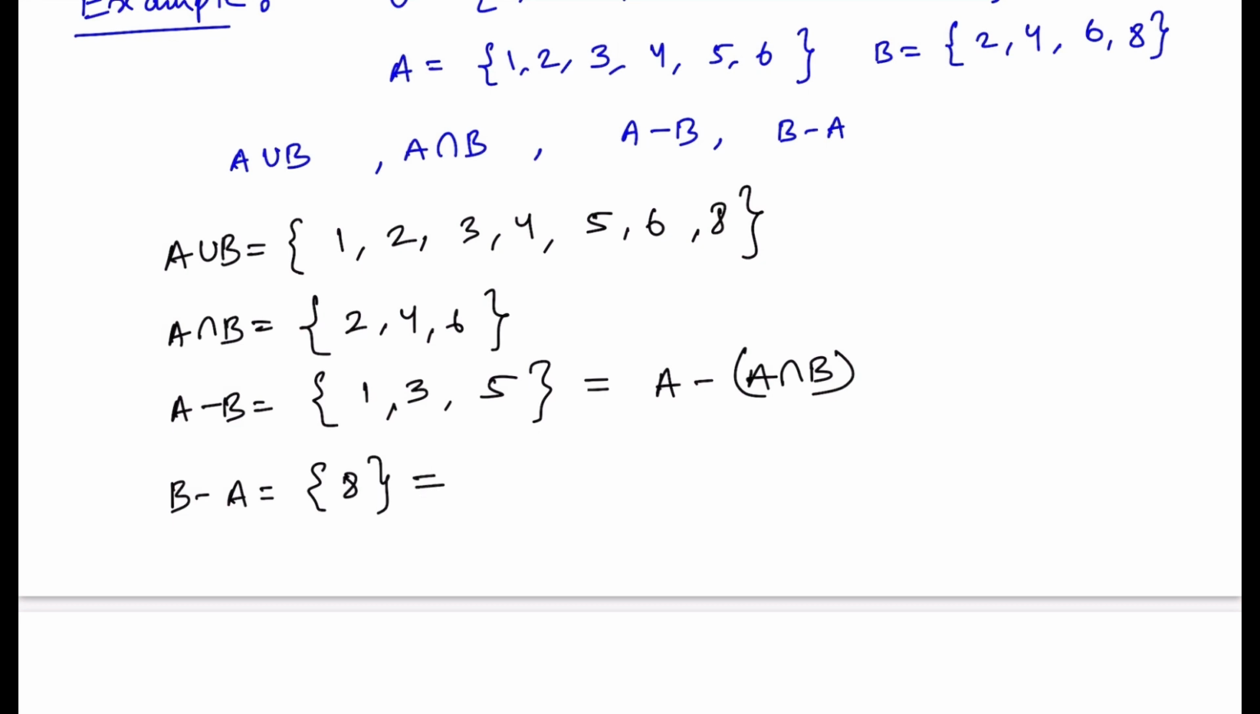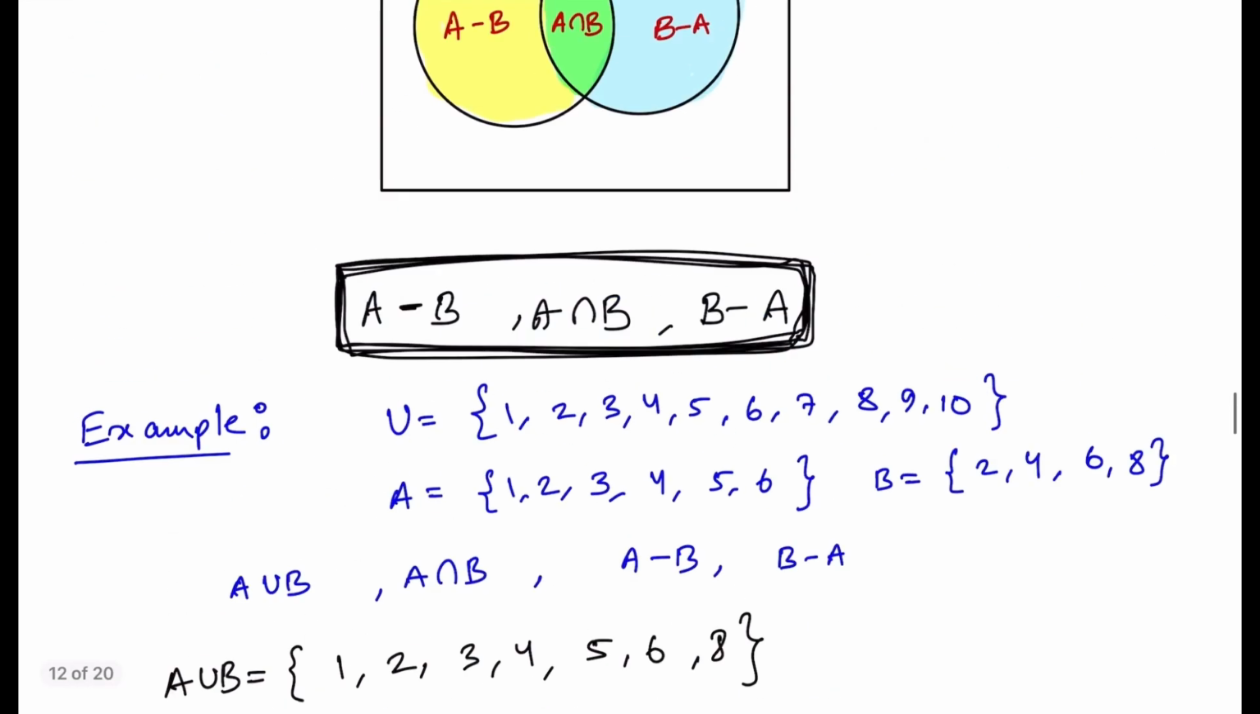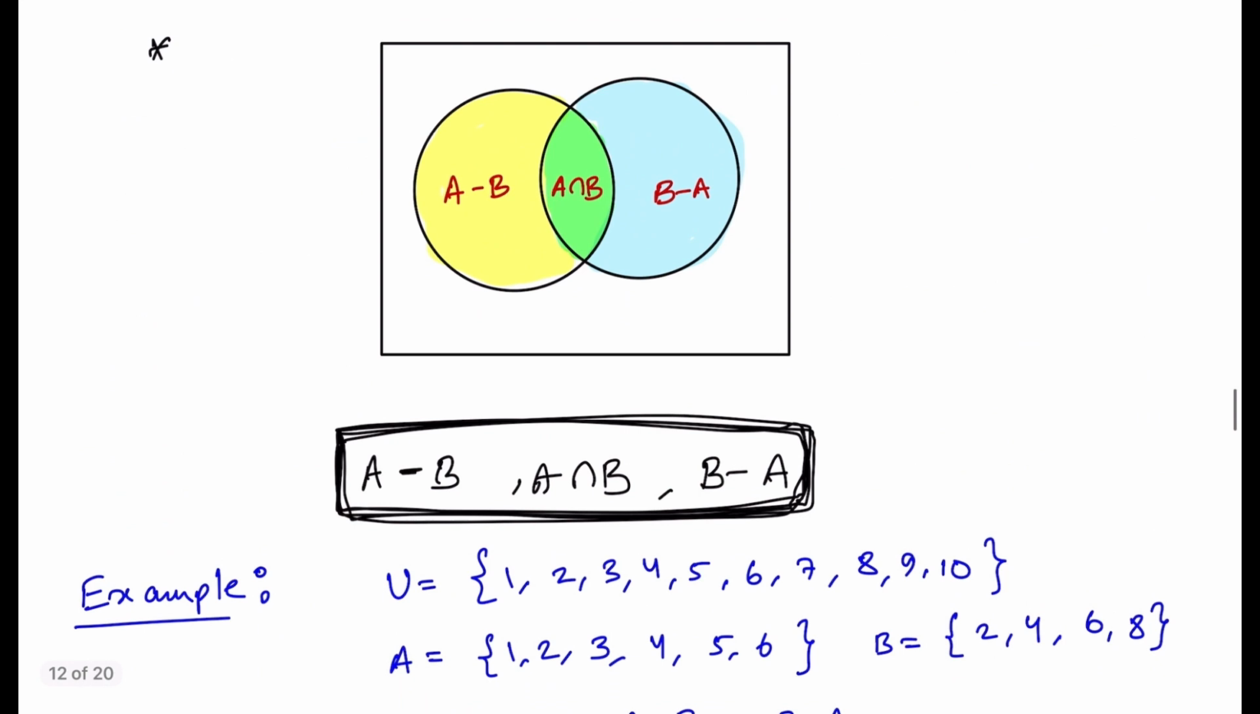Similarly, how can you find B minus A? From B, remove the common elements. To find B minus A, from B, remove the common elements. You can also understand this from the Venn diagram.